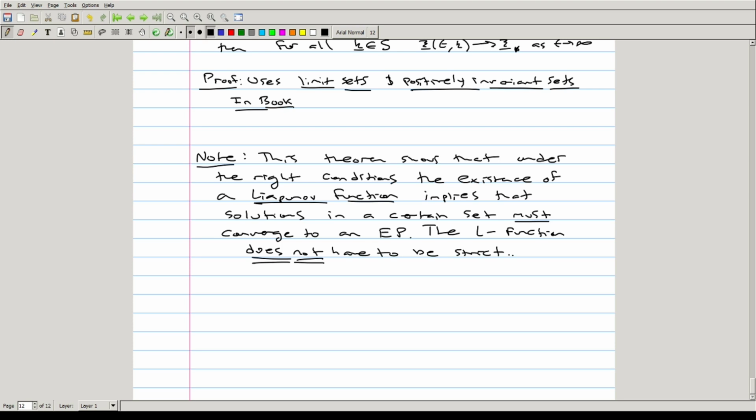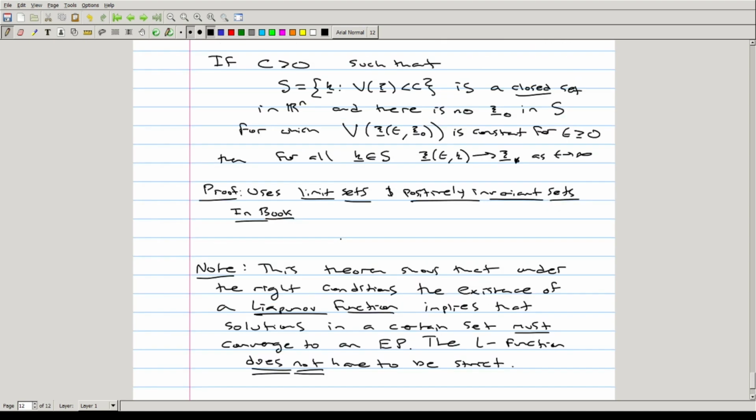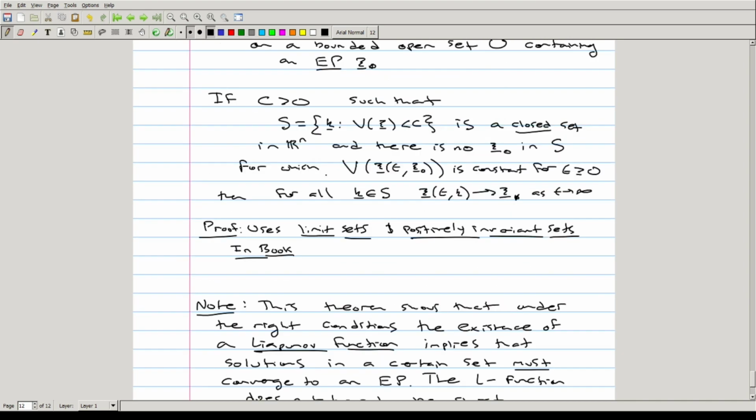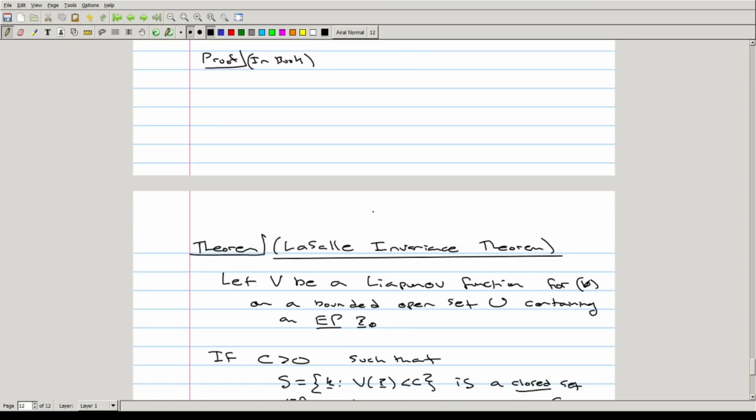So this is actually going to resolve the problem that we came up with before when we were investigating the stability of the critical points of the pendulum problem. This last statement makes this a weaker theorem, but it makes it better for us to use in general. It's more useful because it requires fewer assumptions on the Lyapunov function.